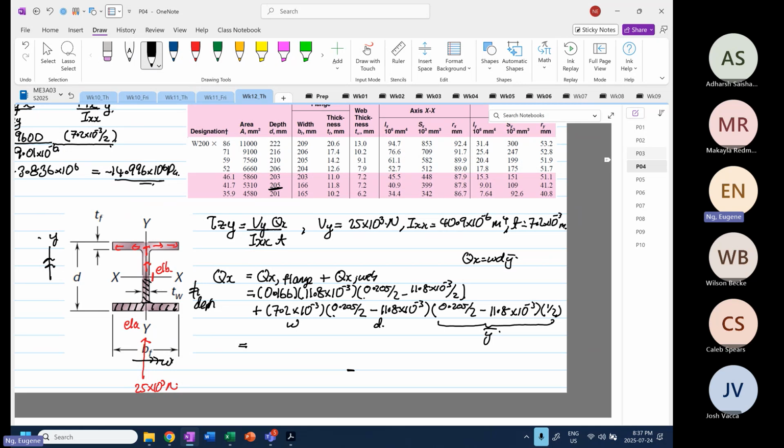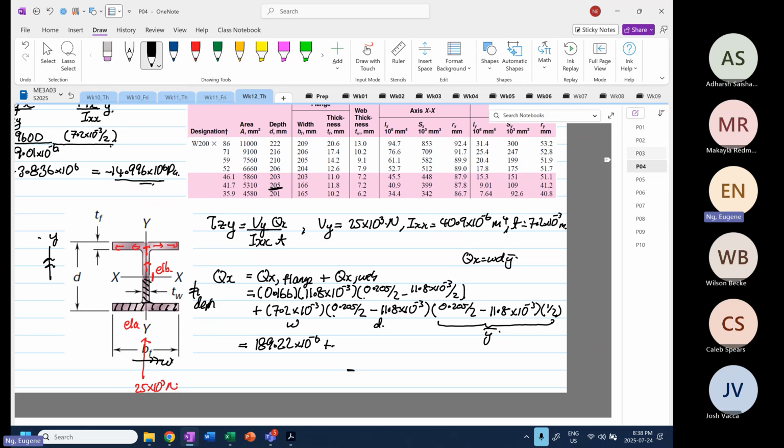So it's equal to 189.22 times 10 to the power minus 6. Let me do it again. 0.205 divided by 2 minus 11.8 to the power minus 3, divided by 2, times 11.8 to the power minus 3, times 0.166. And then you add 0.205 divided by 2 minus 11.8 to the power minus 3, and then you square it, times 0.5, times 7.2 to the power minus 3.